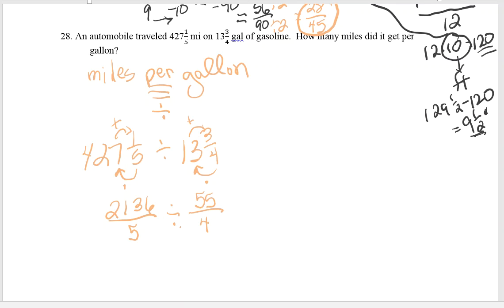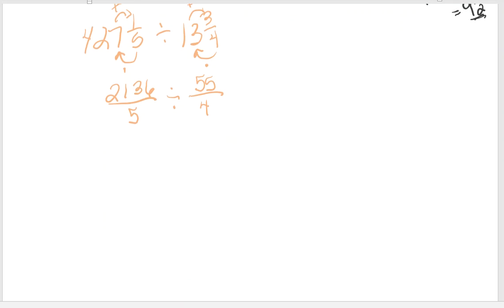Now we don't do division. Remember, we switch it to multiplication. So we're going to leave the first fraction, 2136 divided by 5. We're going to switch the division to multiplication. And we're going to take the 55 over 4 and flip it upside down. Now we can do our multiplication. 2136 times 4 is 8554. Nope, it's 8544. Sorry about that. 5 times 55 is 275.